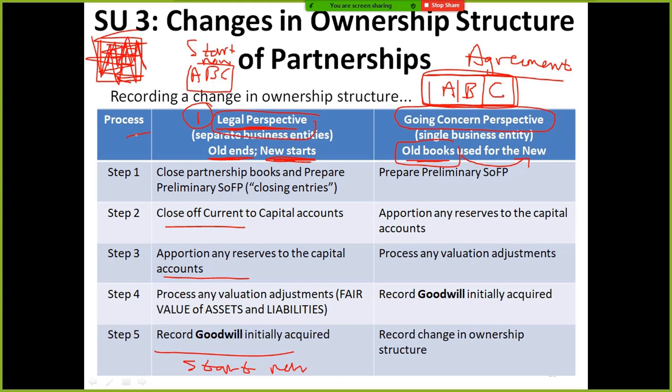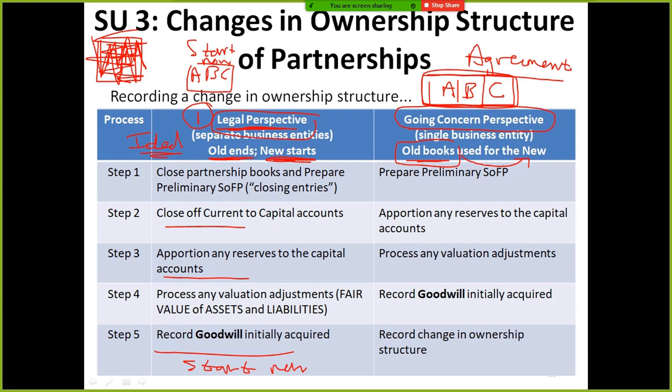This is ideal: start fresh. Get rid of the old, start with the new. It makes sense because it's a legal perspective. Remember, when we spoke about the contract, you literally have to sign a new contract. New contract, new start, new partnership. So this process is preferred.